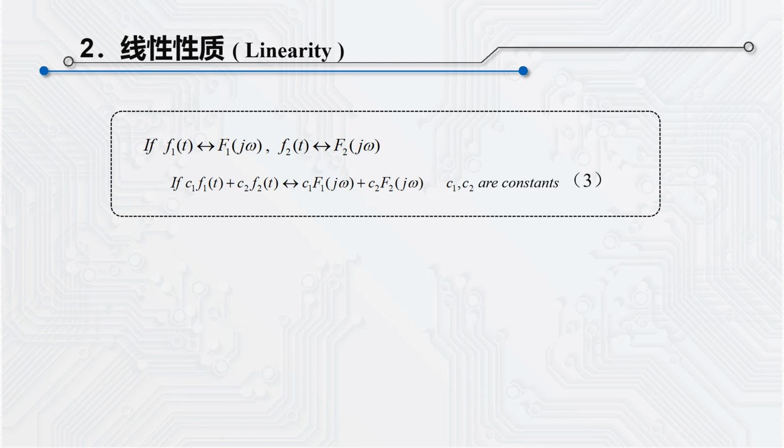Let's move on to the second property, linearity. It is easy to understand this property. When a signal performs linear operation in the time domain, in the frequency domain, its spectral density function also performs linear operation, as shown in formula 3.